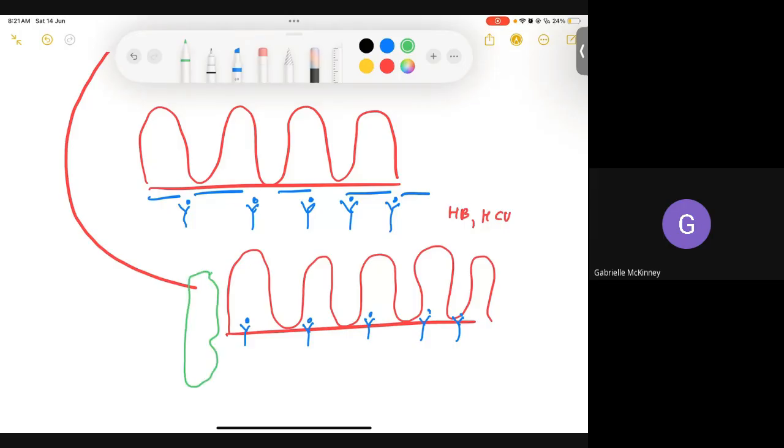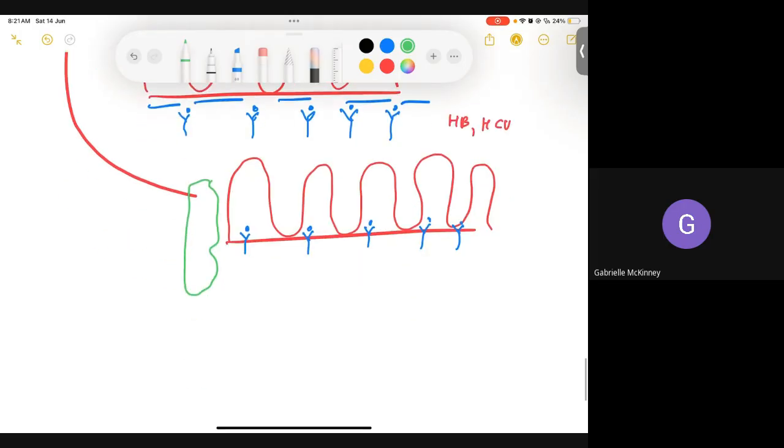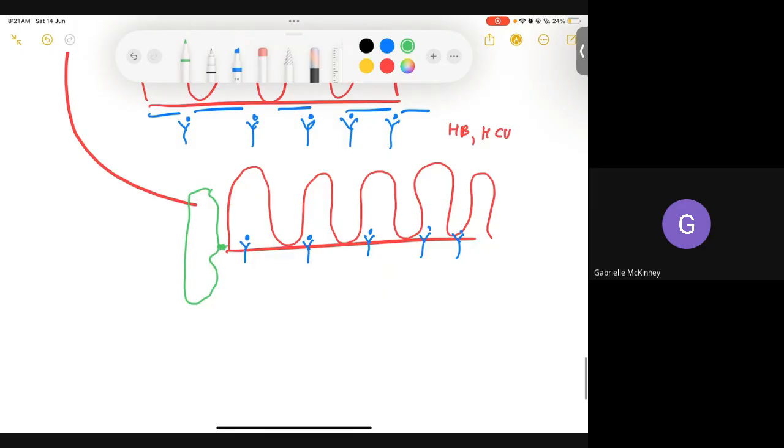We are going to have proliferation of those mesangial cells as well. So what happens when the mesangial cells get proliferated? What would they do? They would cut these immune complexes in half. As they are growing, they would pass through these immune complexes and cut them in half.